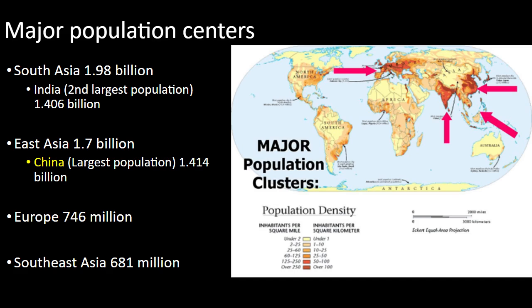They have 1.98 billion. India, the second largest, now the first, I believe. Yeah, that recently happened. Largest population of 1.406 billion. The next is going to be East Asia. This is going to be right there, mostly China. China's the second largest population now, 1.414 billion people. Europe, 746 million. And finally, Southeast Asia, 681 million people live in those regions. Yes, bringing back that vocabulary from the previous unit. Very good.